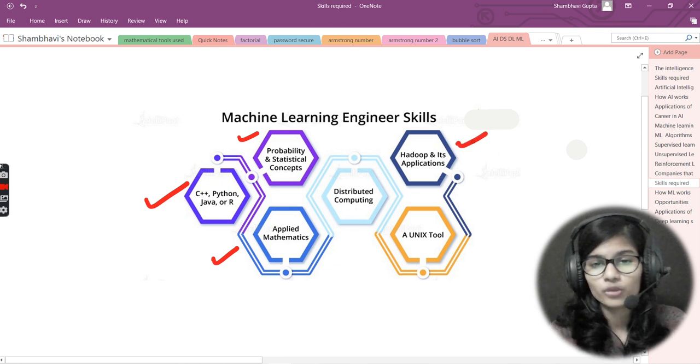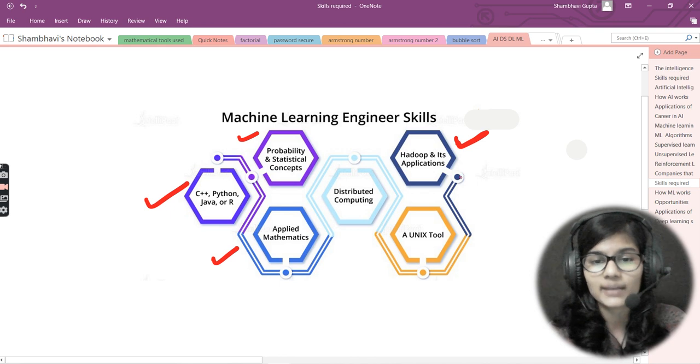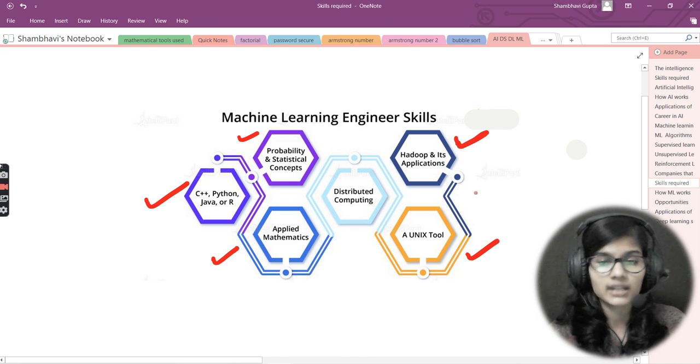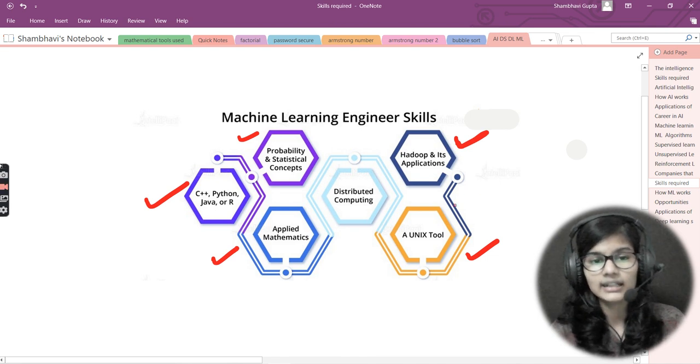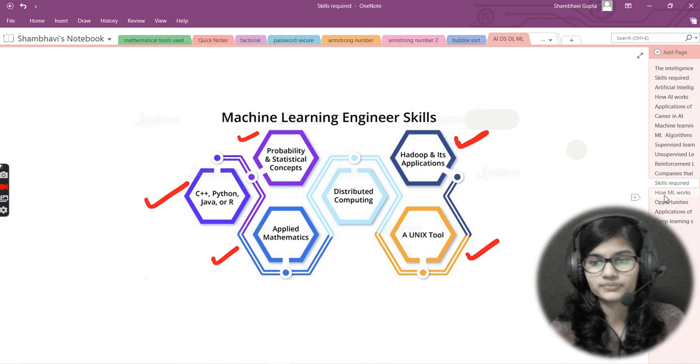Fine. Hadoop is one of the tools we have in machine learning, and it is a very important tool as well. Right? So Hadoop and its applications, and Unix tools. These are the things you should have if you are going for a machine learning engineer: programming skill, some mathematical tools, some distributed computing, Hadoop and its applications, and Unix tools. Fine. These are the things you should have knowledge of.